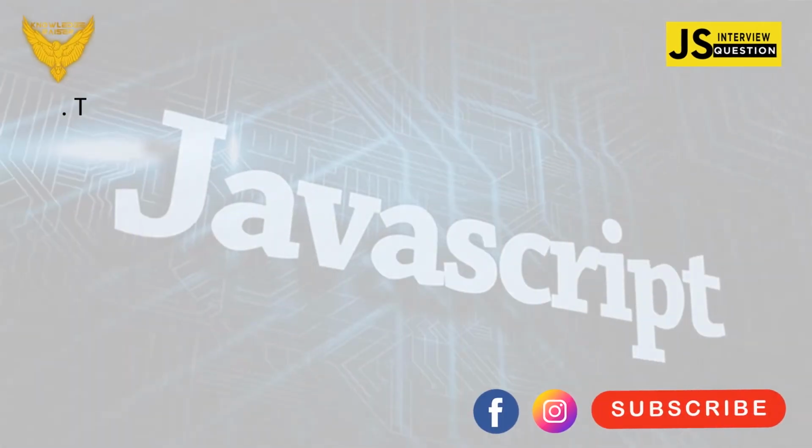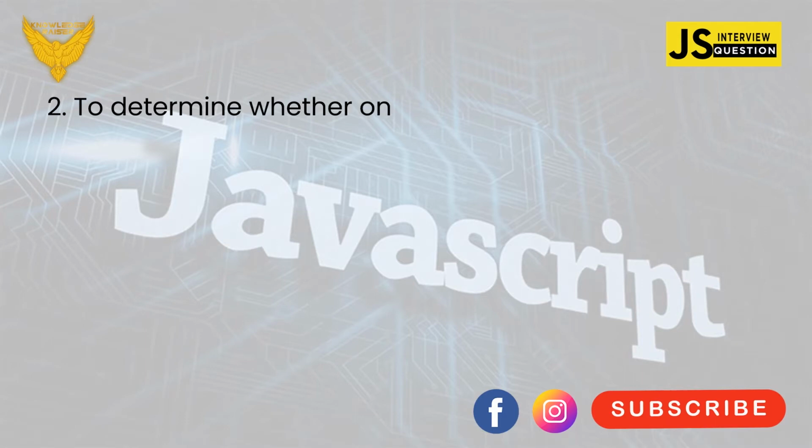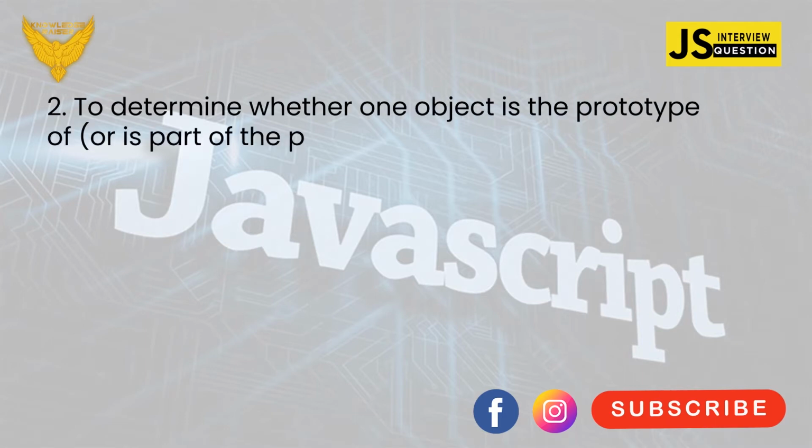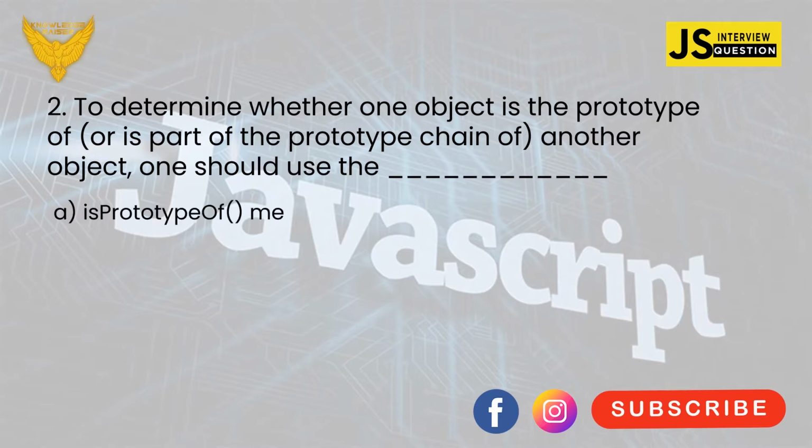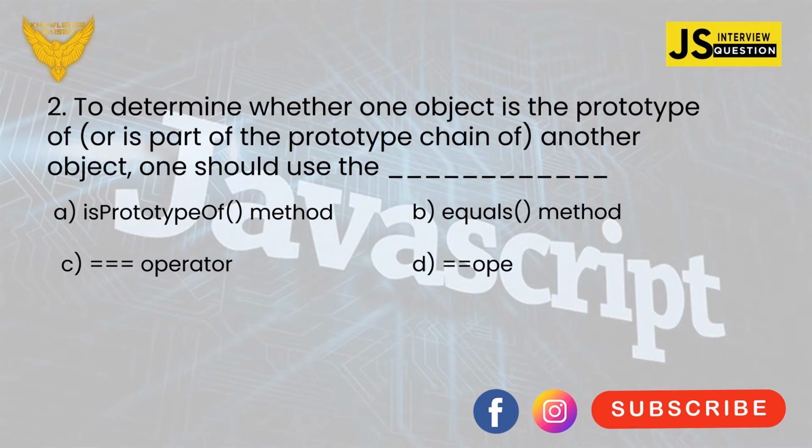Next question number 2. To determine whether one object is a prototype of another object, one should use the dash. A. isPrototypeOf method, B. equals method, C. triple equal method, D. double equal operator. Answer होगा A. isPrototypeOf method.